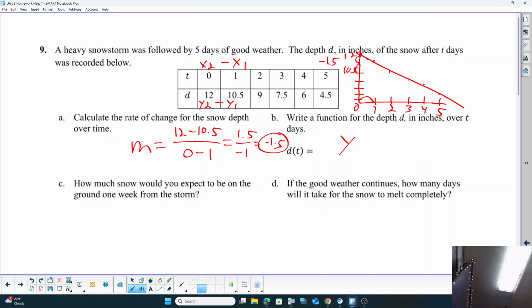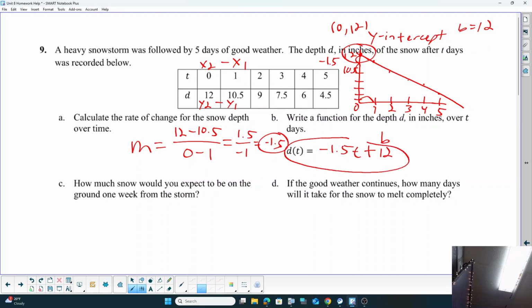So that's d of t equals -1.5x, or I guess you'd say t, plus the y-intercept. And the y-intercept is where it crosses at 12. Right? 0, 12 is the y. Wherever it crosses on the y-axis, that's your b value. That's your y-intercept. B equals 12. And so there's our equation.